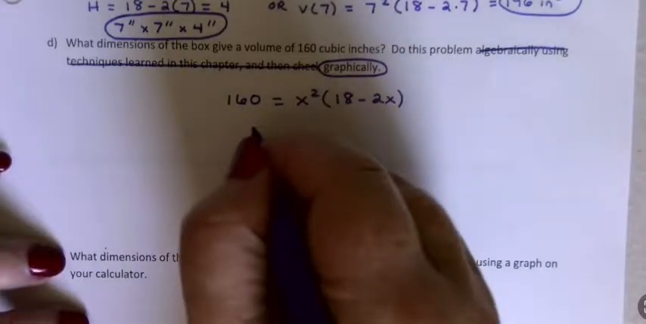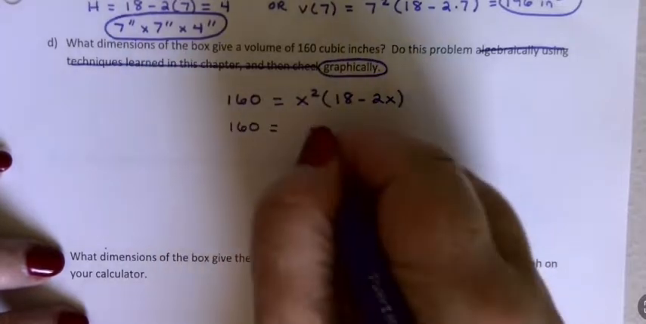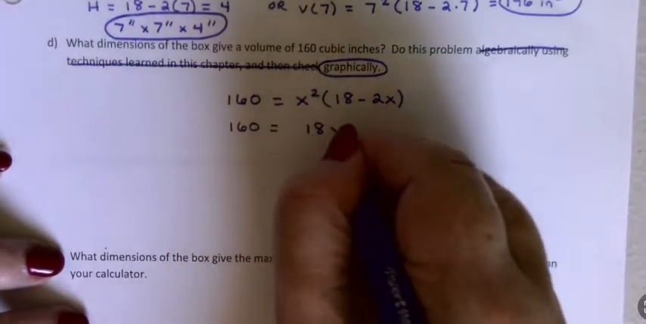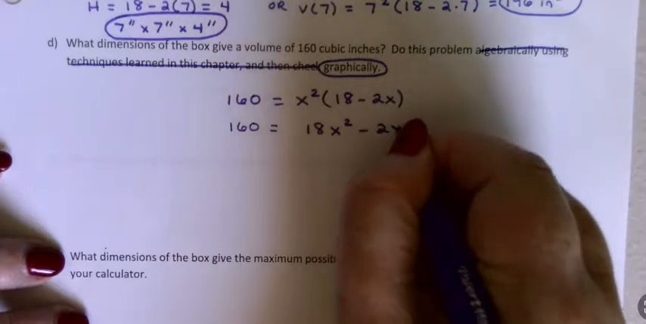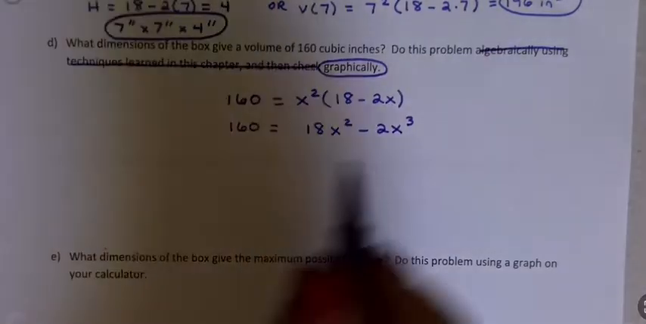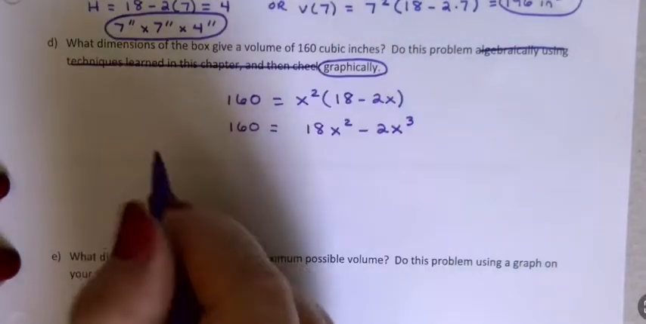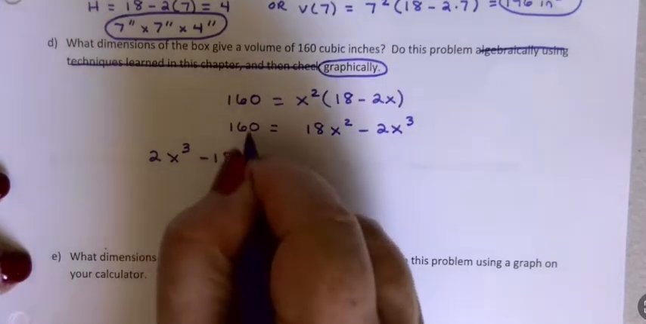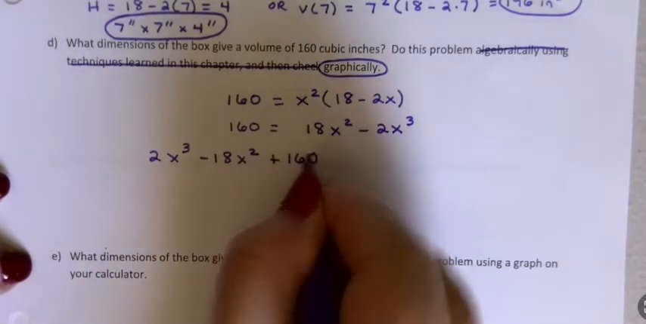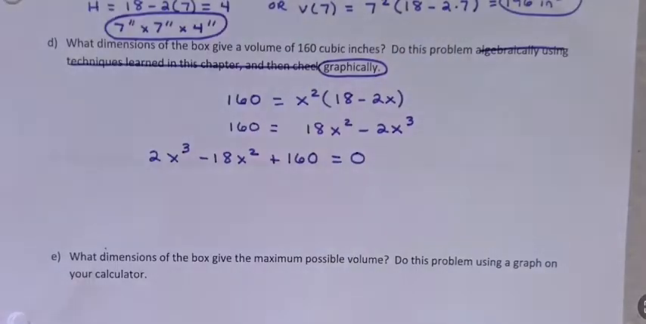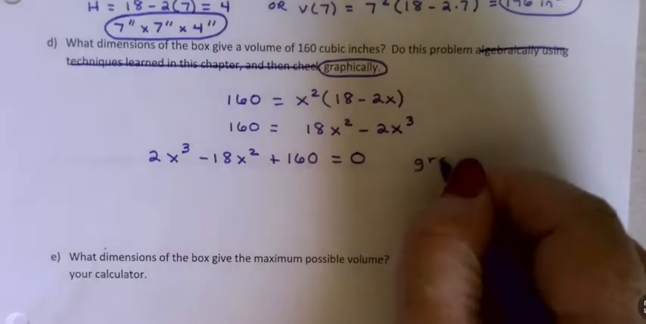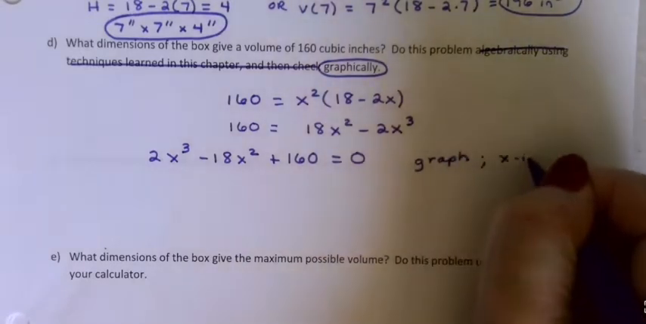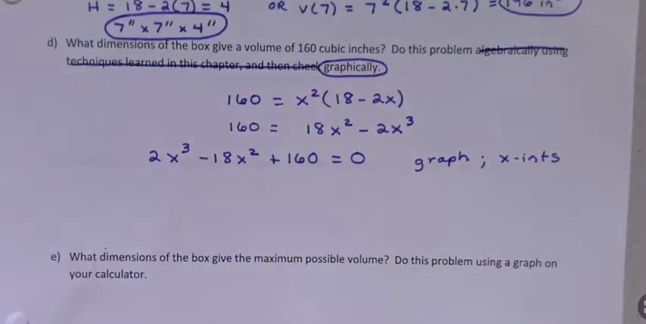So I could say 160 equals 18x squared minus 2x cubed. And I'm going to bring this over so I'd have a positive 2x cubed, a negative 18x squared, plus 160, and that's now equal to 0. Since I've got it equal to 0, I'm just going to graph it and use the x-intercepts. Make sense as a strategy?